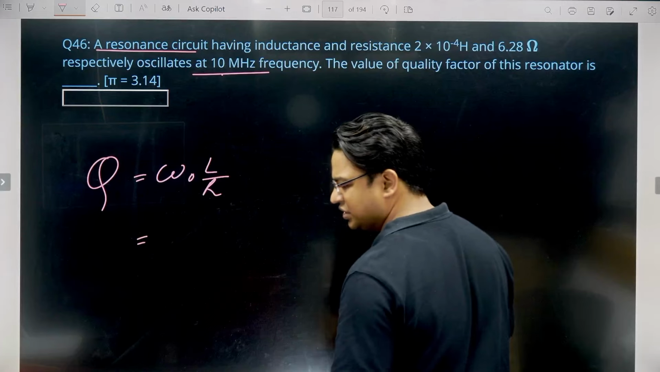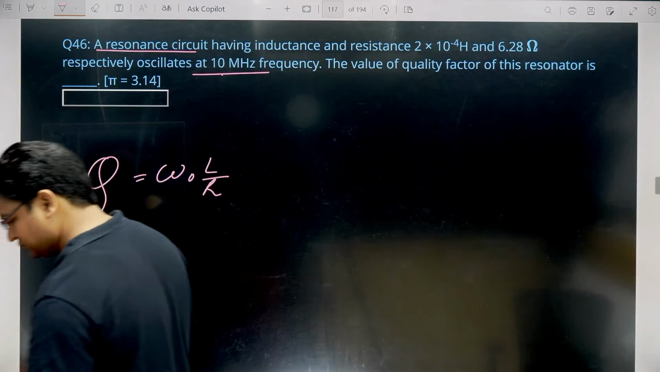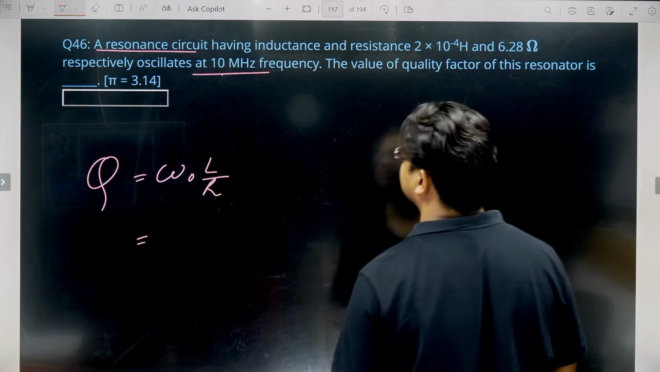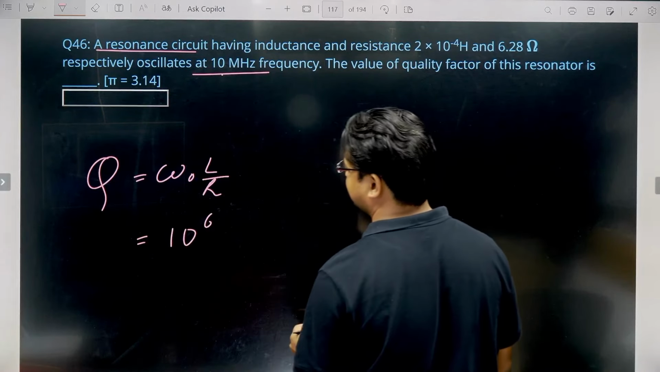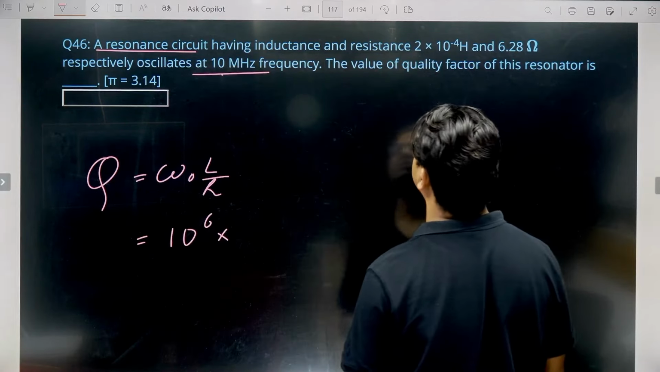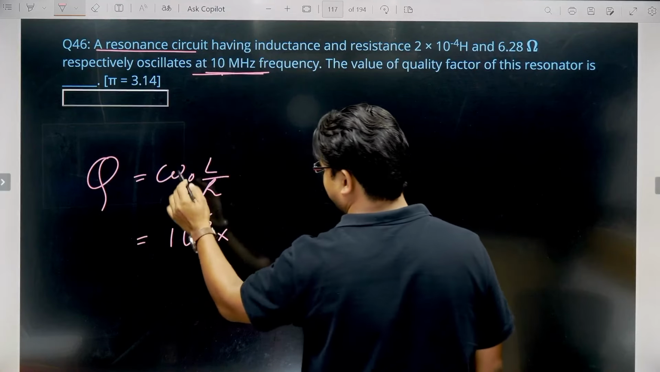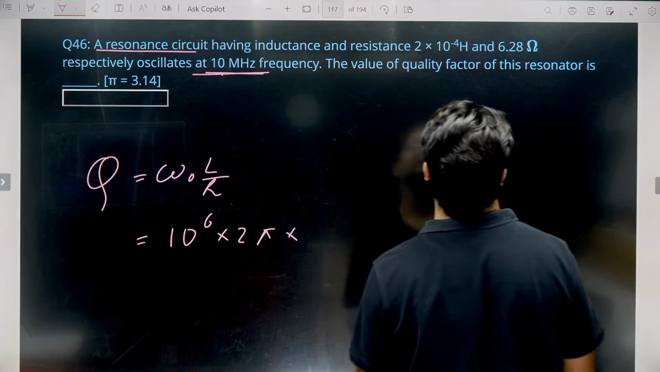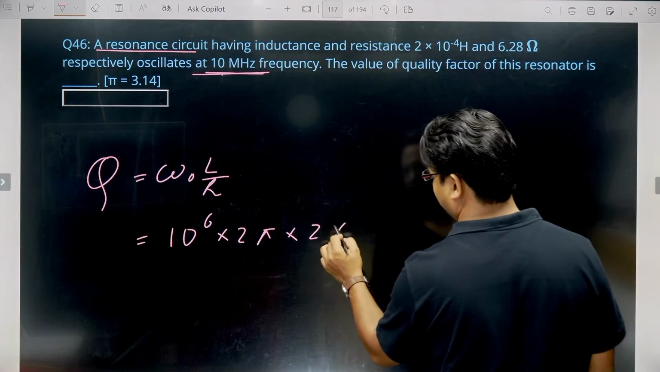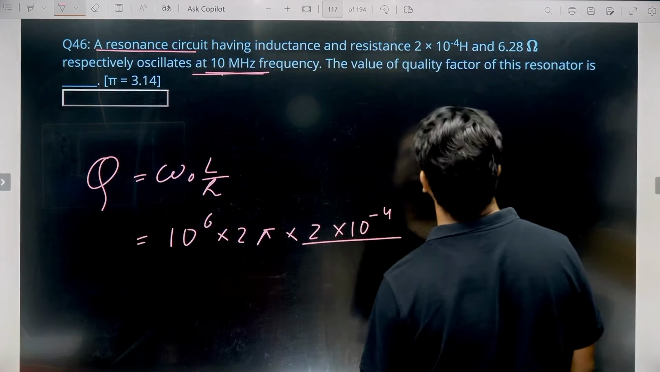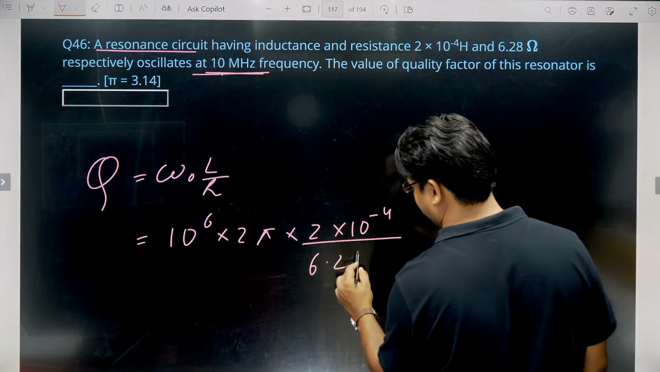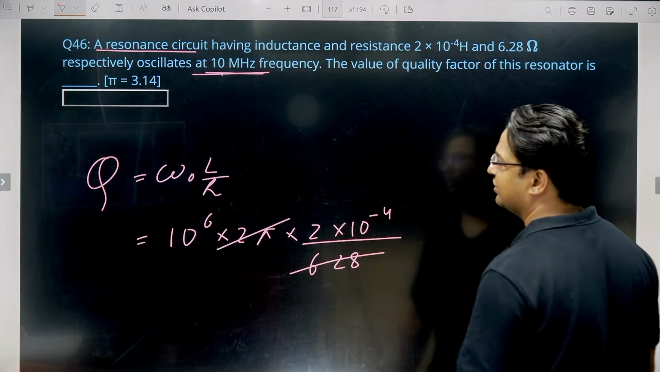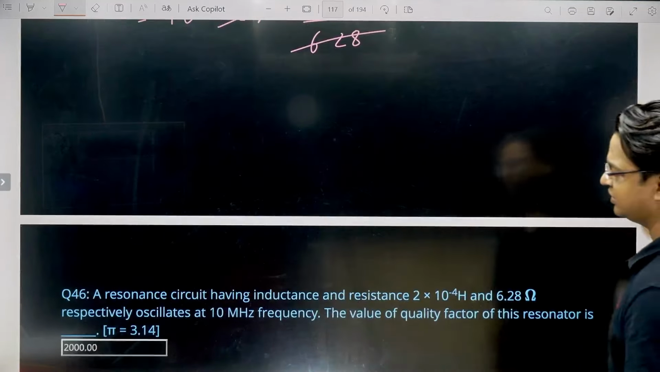So resonance frequency is how much? 10 raised to power 6. Okay, L is how much? Actually, this is a resonance frequency. We have to write omega here. So we need to multiply with 2 pi also. Then L is given as 2 into 10 raised to power minus 4. And resistance is given as 6.28. Now 6.28 is 2 pi. So they directly get cancelled. So the answer is 200. The quality factor is 200.